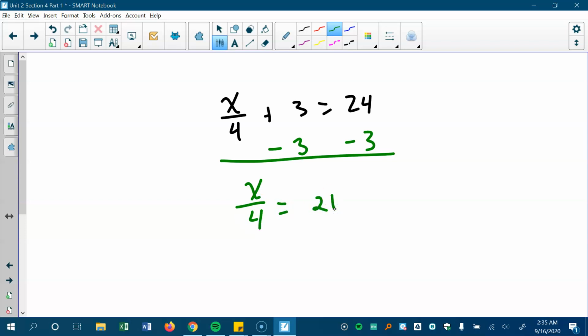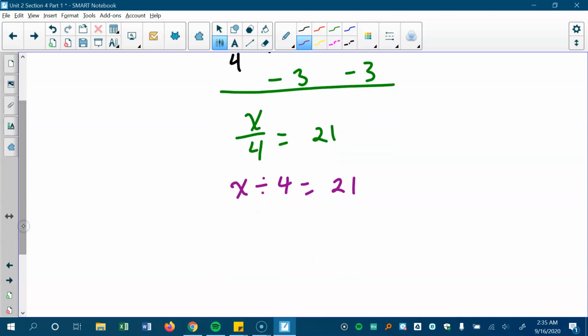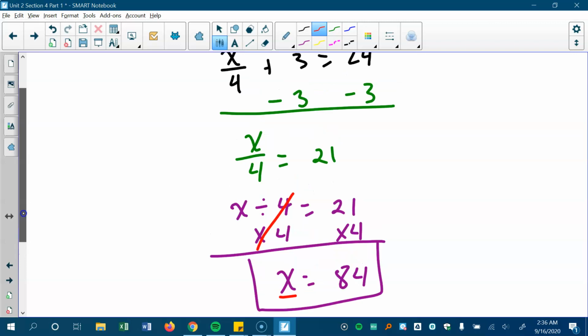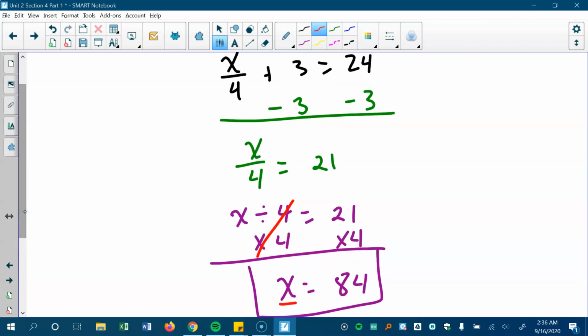If it didn't make sense in the last one, I'm going to rewrite this quickly as x divided by 4 equals 21. And what I want to do is multiply by 4 on both sides. So multiplying by 4 and multiplying by 4 means I'm going to get x equals 21 times 4, which I believe is 84. You can check me on that, but this would be my answer. When I divide by 4 and multiply by 4, those go away and I'm just left with an x. Let's go to the next one.